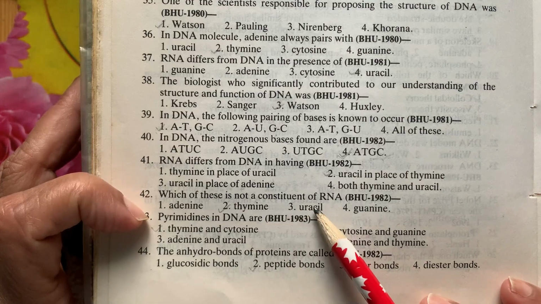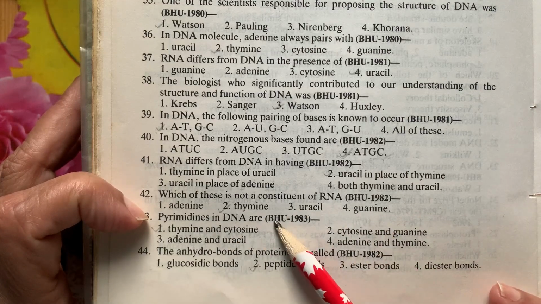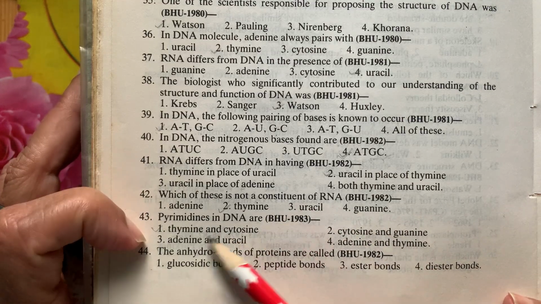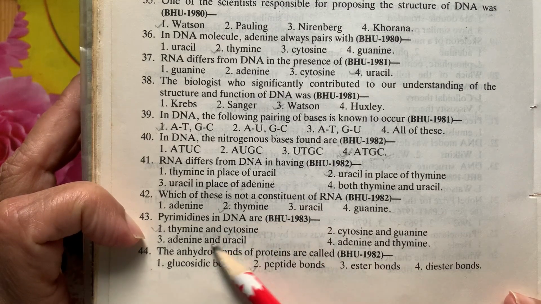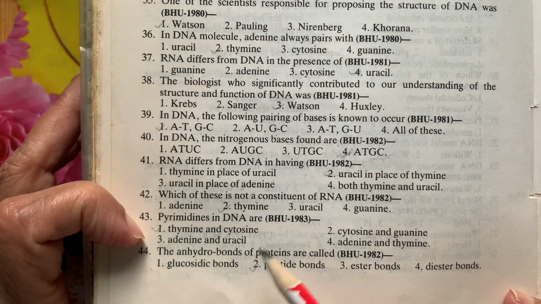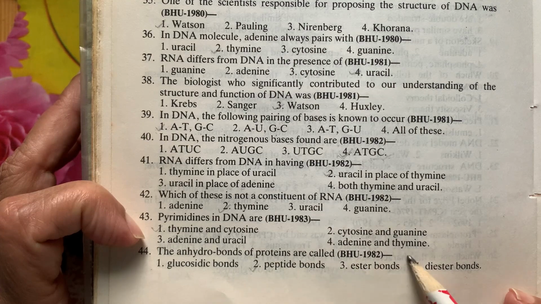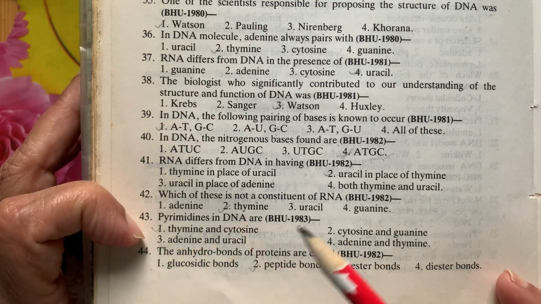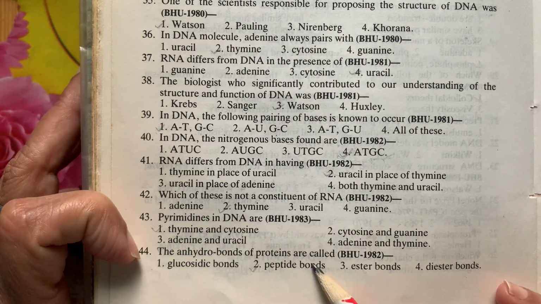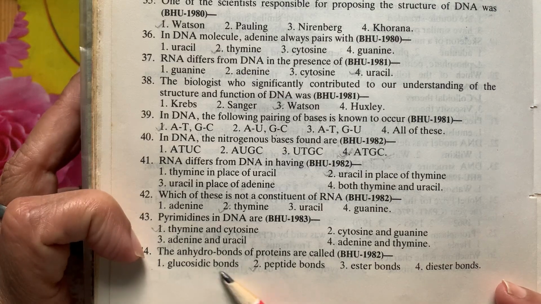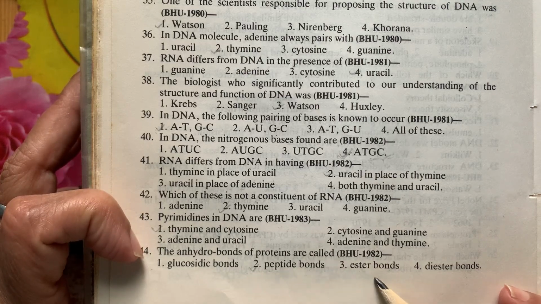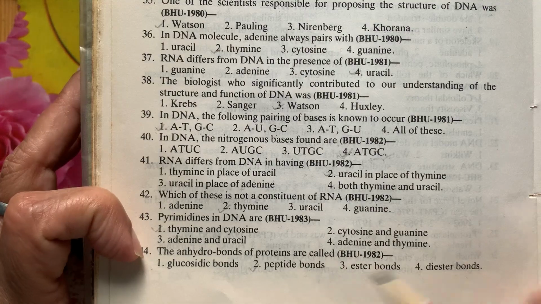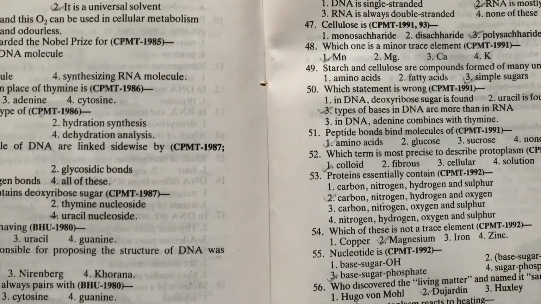Which of these is not a constituent of RNA? Adenine, thymine, uracil, guanine. It is thymine. Pyrimidines in DNA are thymine and cytosine, cytosine and guanine, adenine and uracil, or adenine and thymine? First option, thymine and cytosine. The anhydrous bonds of proteins are called glucosidic bonds, peptide bonds, ester bonds, or diester bonds? Correct option is peptide bonds.